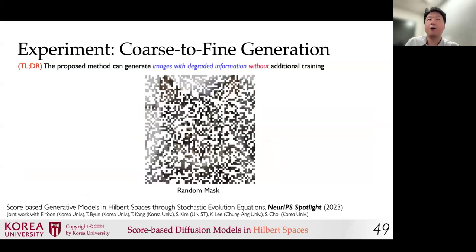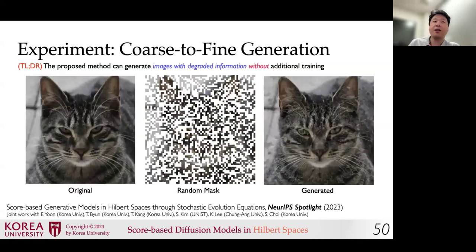Okay, how about this one? Can you imagine the original animal in this image? I think this problem might be easier than before. Yeah, the answer is a cat. As you can see, the proposed method can recover the original image from the masked image without any additional training.